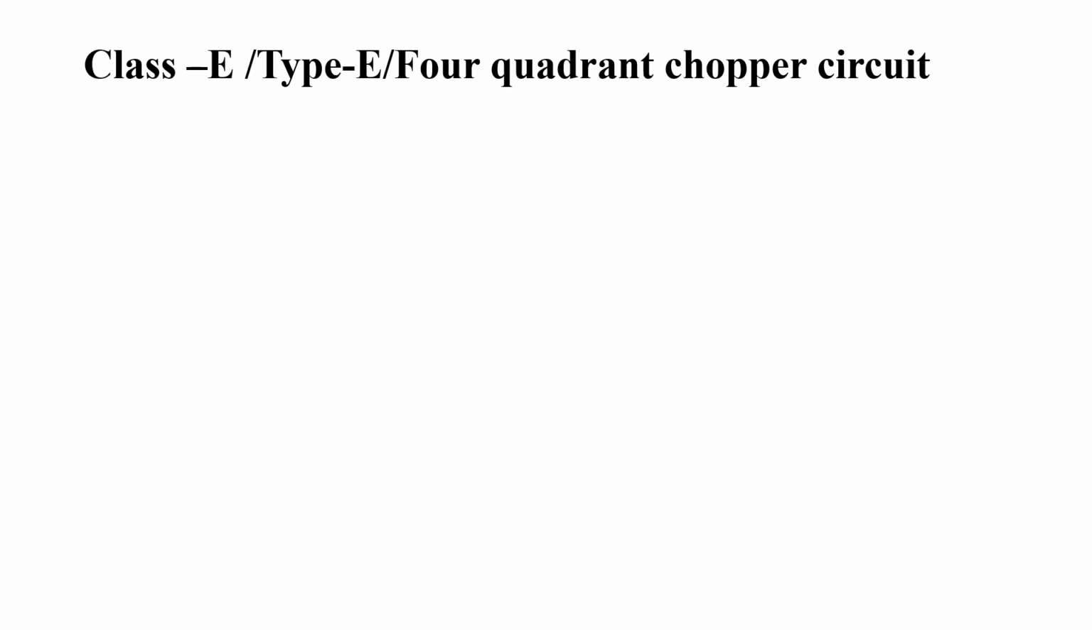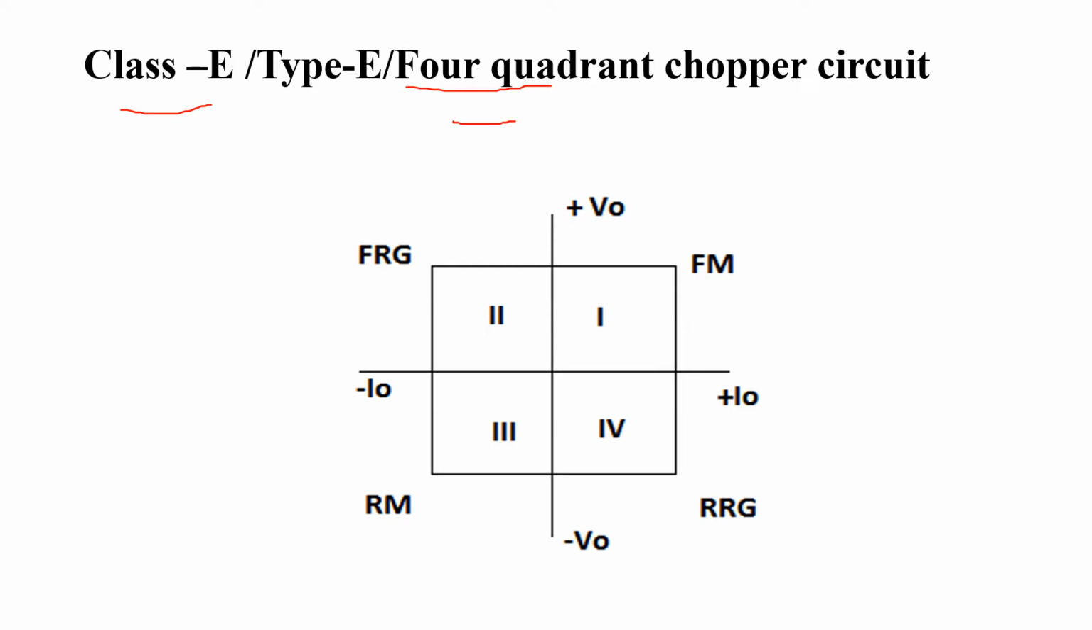Now we are going to discuss about class E chopper. Class E chopper, also known as type E chopper or four quadrant chopper. Why is it called four quadrant chopper? Because by using class E chopper we can get the four quadrant operations. Four quadrant operations are nothing but forward motoring mode, forward regenerating mode, reverse motoring mode, and reverse regenerating mode.